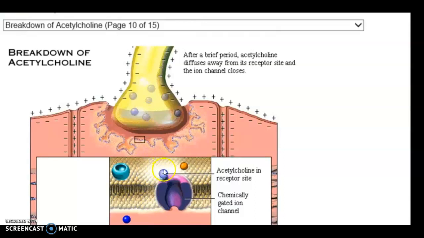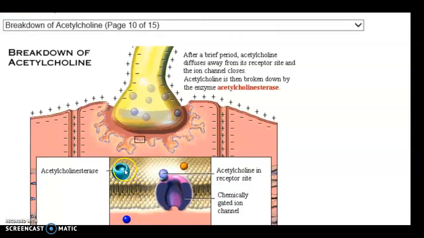Now, eventually though, I want to take the key away, so I have an enzyme that's found in this region of the motor end plate and the synaptic cleft that has the ability to break down the acetylcholine into an acetyl group and a choline group. We've mentioned the acetyl group before when we talked about cellular respiration.